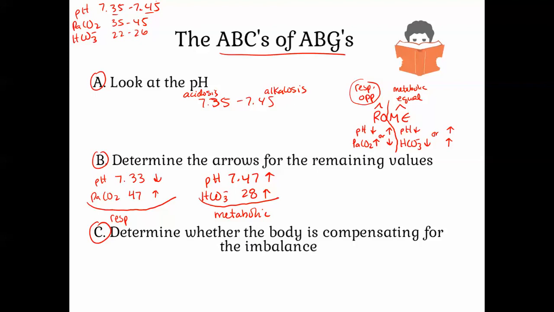Step C. Next, we want to determine whether the body is compensating for this imbalance in any way. If so, we want to know the state of compensation. Let's recall the types of compensation. The first is what we call uncompensated. This is when the pH is abnormal and the primary component is abnormal.